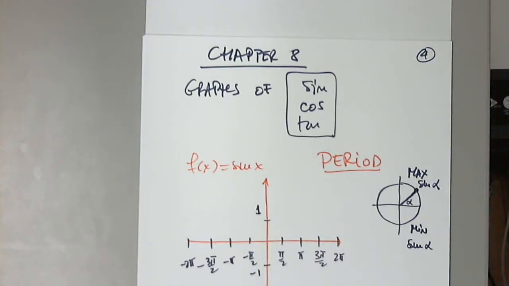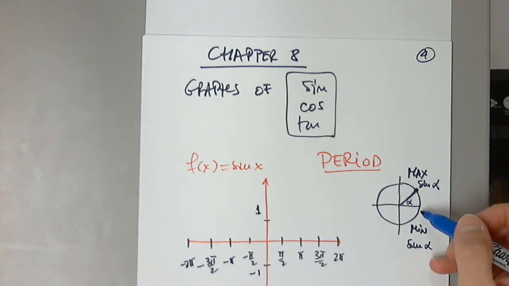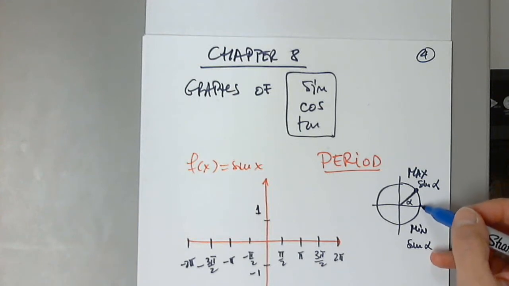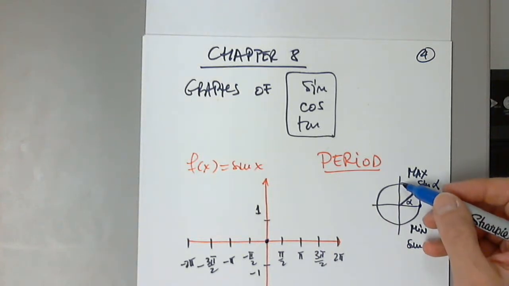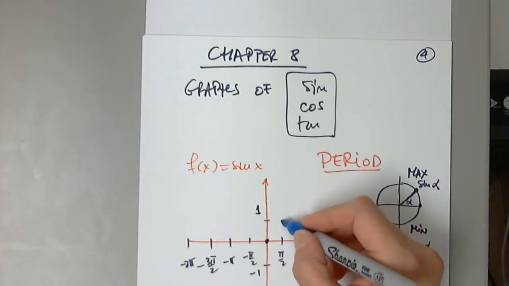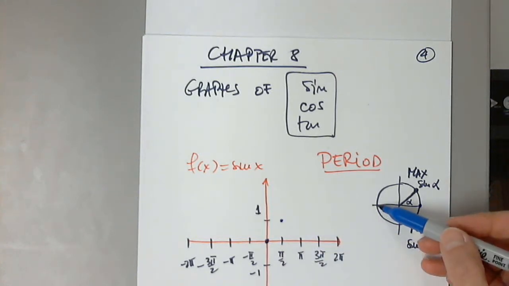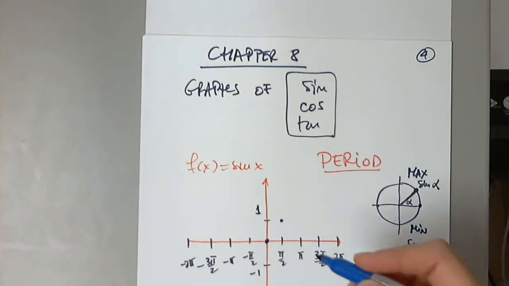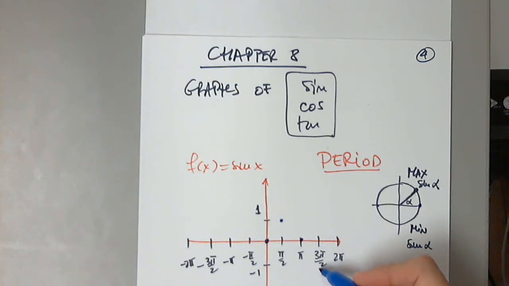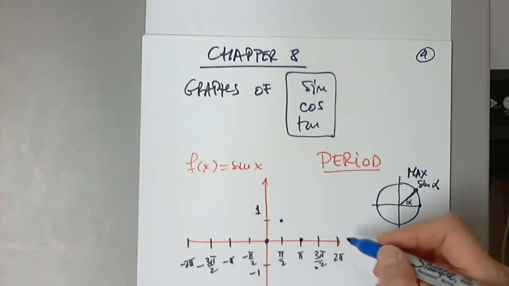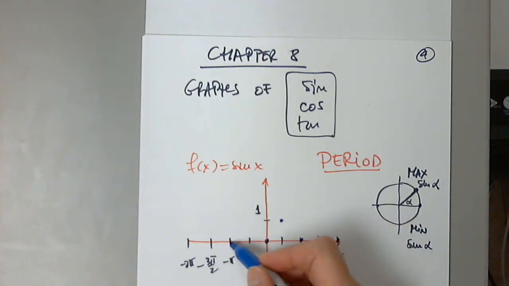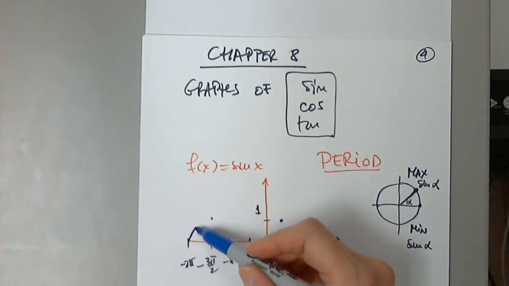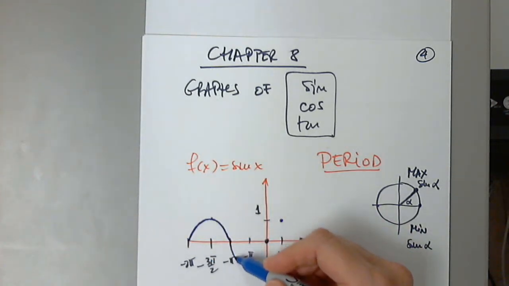Very good, awesome. So let's go around the circle, and I'm going to ask you a couple of questions. So let's look at the circle and tell me how much is sine 0. How much is sine pi over 2? Excellent. How much is sine pi? Very good. Sine 3 pi over 2. Sine 2 pi. Good. So the same thing on the other side. So here's the graph of sine.